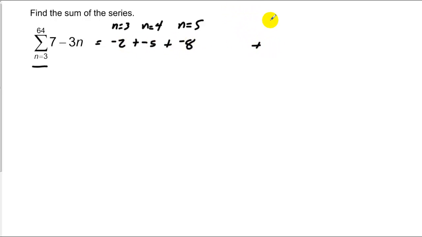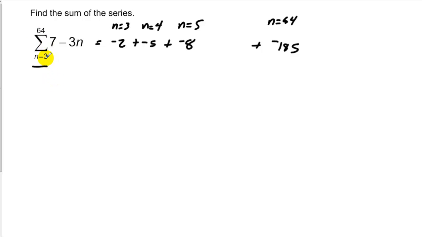We're going to plug in that last term, n equals 64. And I end up with negative 185. And now I start plugging into my equation. So I need to determine how many terms there are.